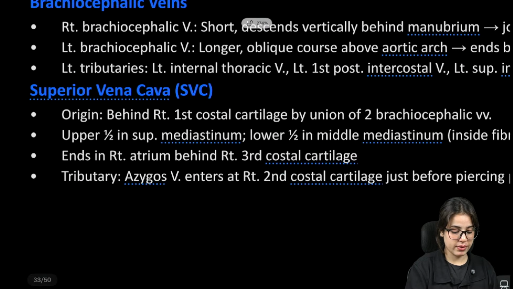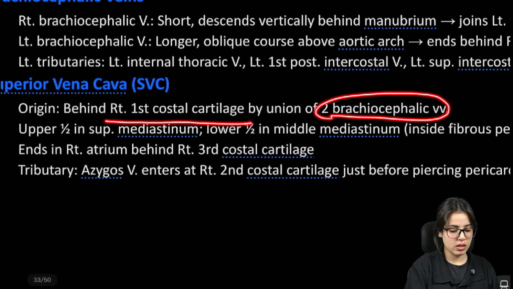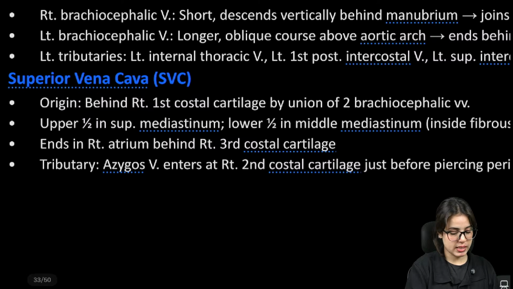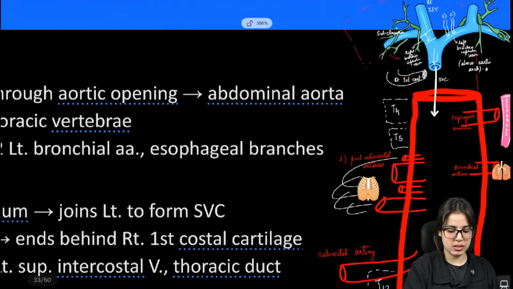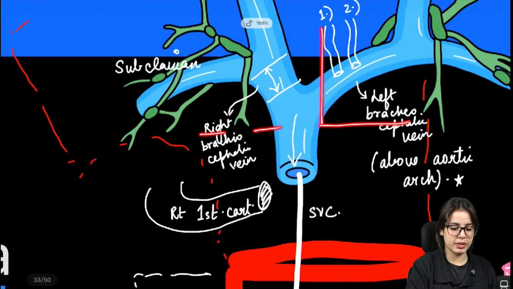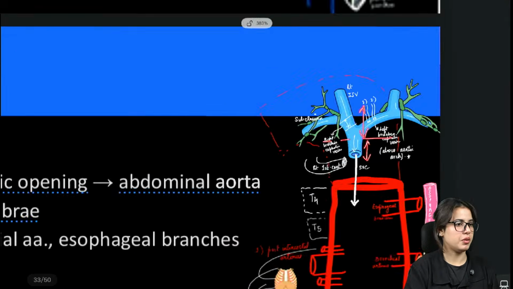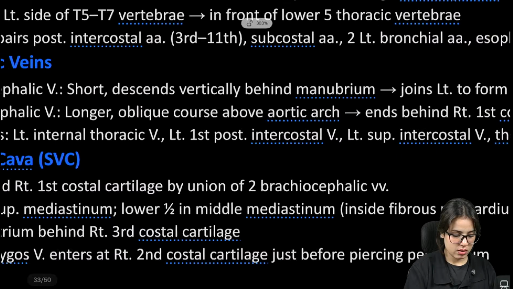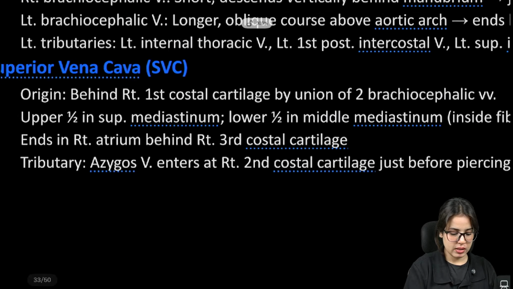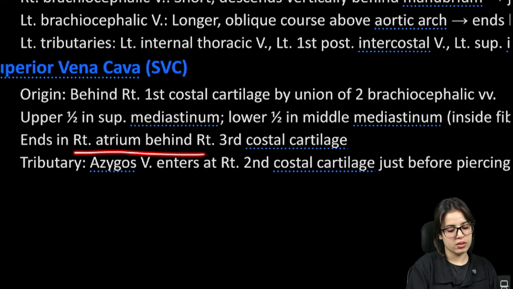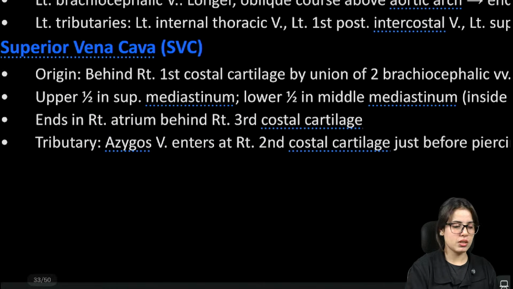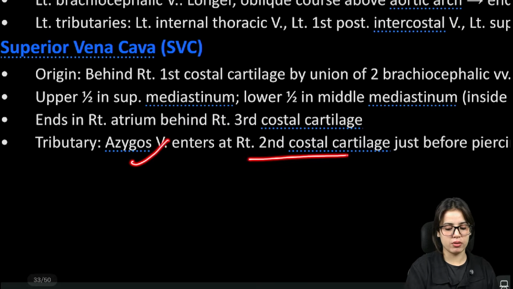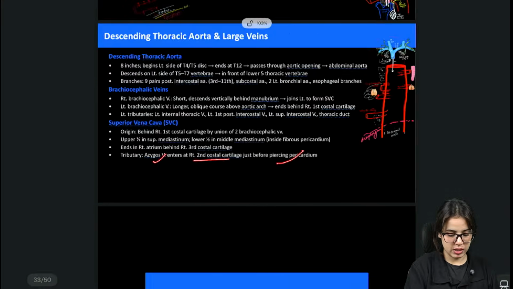Let's come to superior vena cava. Formed by union of 2 brachiocephalic veins, upper half in superior mediastinum, lower half in middle mediastinum. Then it ends in right atrium behind right third costal cartilage. Tributary, we did this in the azygous vein with slide. Azygous vein enters at the second costal cartilage just before piercing pericardium.